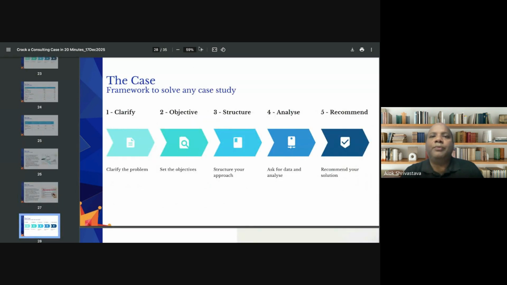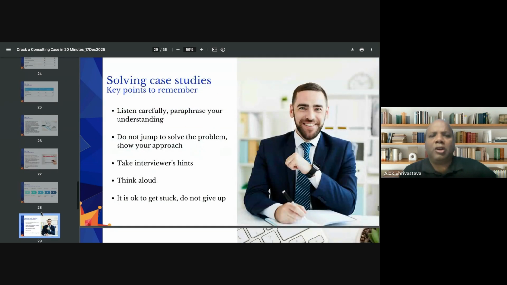So this is how a recruiter would expect you to have a step-by-step process to solve any case. Paraphrase and clarify, set the objective, give the framework. It could be a ready-made framework, it could be your own framework. Analyze the data, synthesize the data, give recommendations, and a recruiter might ask a couple of questions on your recommendation, which you just explain with the logic. So this is how you solve a problem.